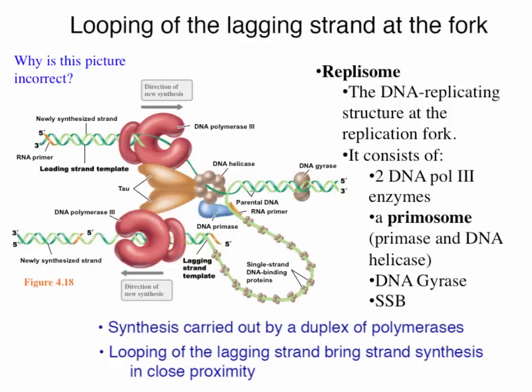When you look at the replication fork as a whole, it is put together, as they call it, in a replisome. So my question for you guys: what is the problem with this image here? Why is this picture incorrect?